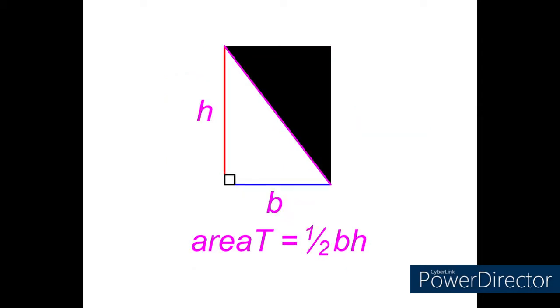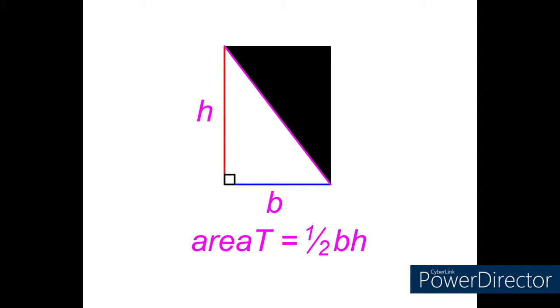Now we can get the area of a right triangle if we know the length of its base and its height. In this example, the area of a right triangle is half the area of the rectangle. So in formula, the area of the right triangle is 1/2 of the base times the height. Again, that's 1/2 the base times the height.